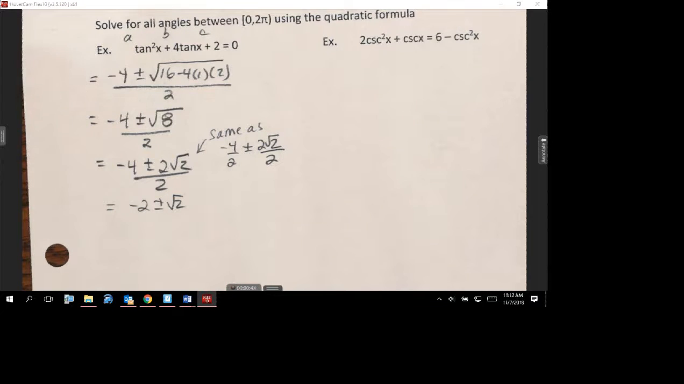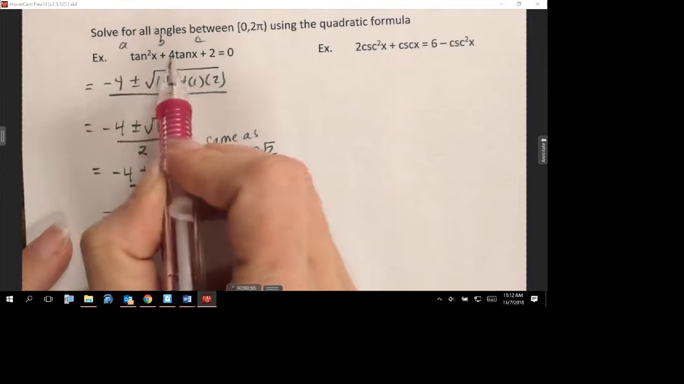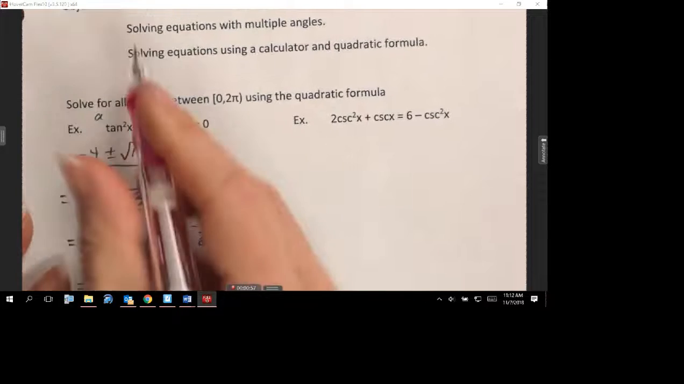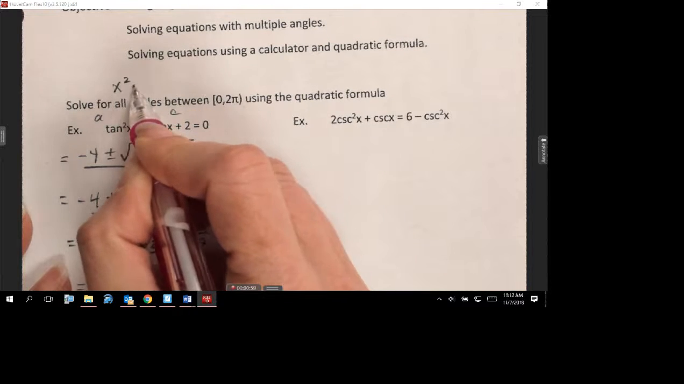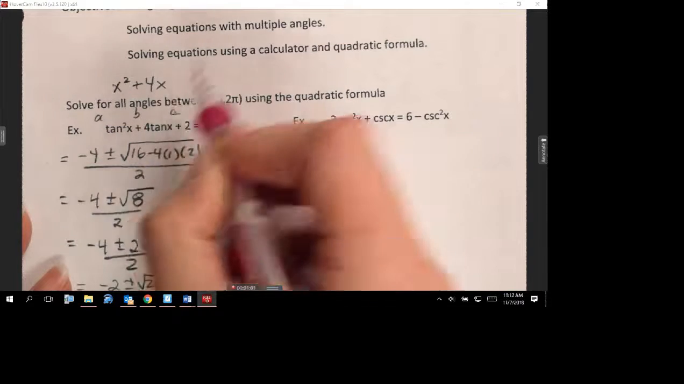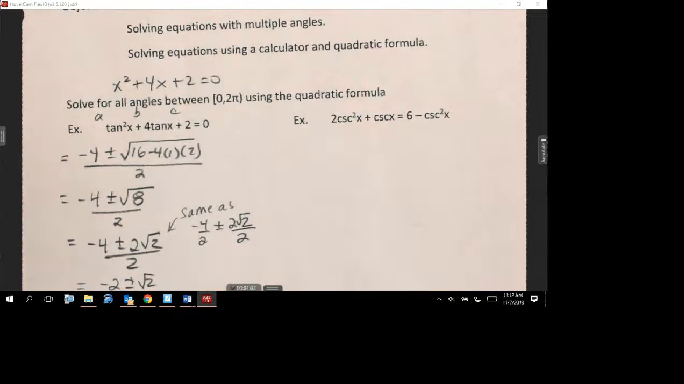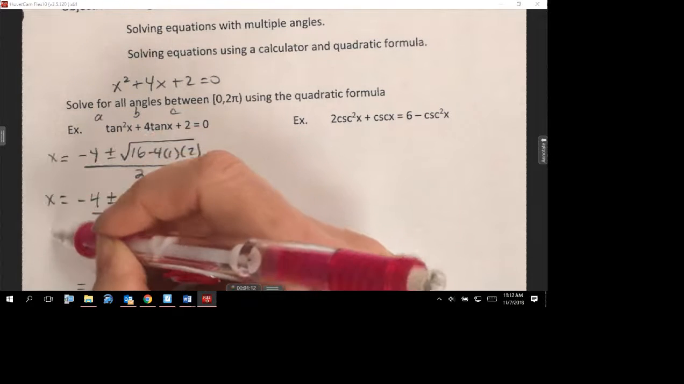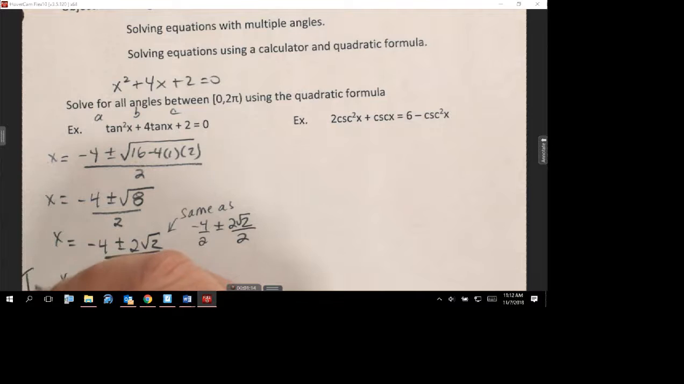It's not x. Now you guys were thinking, don't erase, a lot of you even wrote down, oh, that's the same thing as x squared plus 4x plus 2. But it's not x squared, right? It's tangent x squared plus 4 tangent x. So this side over here isn't just x, it's tangent x.